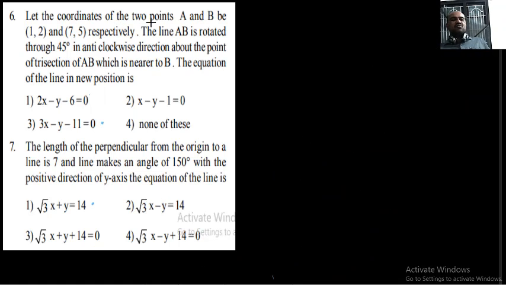Let the coordinates of the 2 points A and B be (1, 2) and (7, 5) respectively. The line AB is rotated through an angle of 45 degrees in the anti-clockwise direction about the point of trisection of AB which is nearer to B. Then find the equation of the new line. Okay, interesting problem, students. Listen. For example, this is the line segment AB.